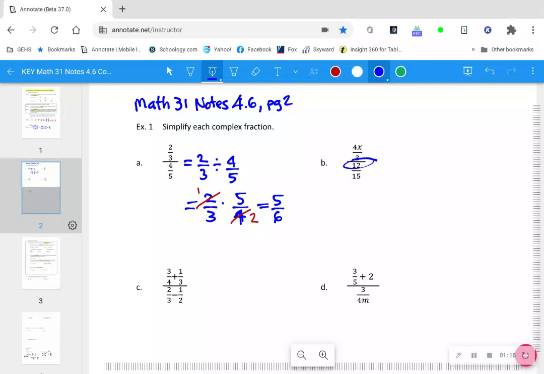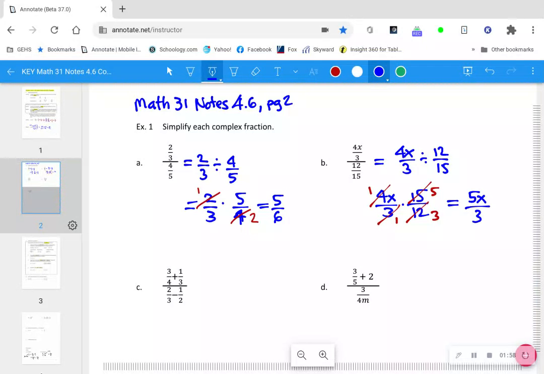Okay, here's another example. We're going to use that first method where we write it as a division problem. So 4x/3 divided by 12/15. And then we reinterpret the division. It's equivalent to multiplying by the reciprocal of the back fraction. And here we have two places we can cross cancel. Remember, you can only do that once it's a multiplication problem. We'll divide these by 3. We'll divide these by 4. And multiply across the top to get 5x. And across the bottom to get 3. And that problem's done.